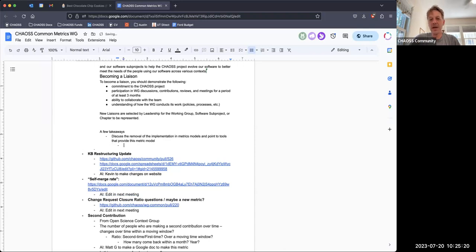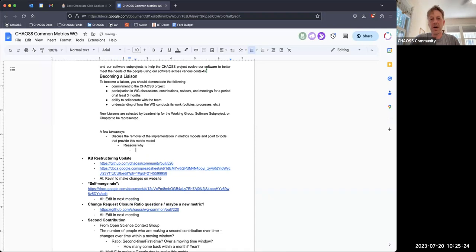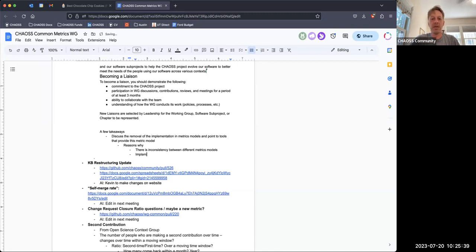And the reason is there are reasons why there is inconsistency between different metrics models, implementation, not really codified.